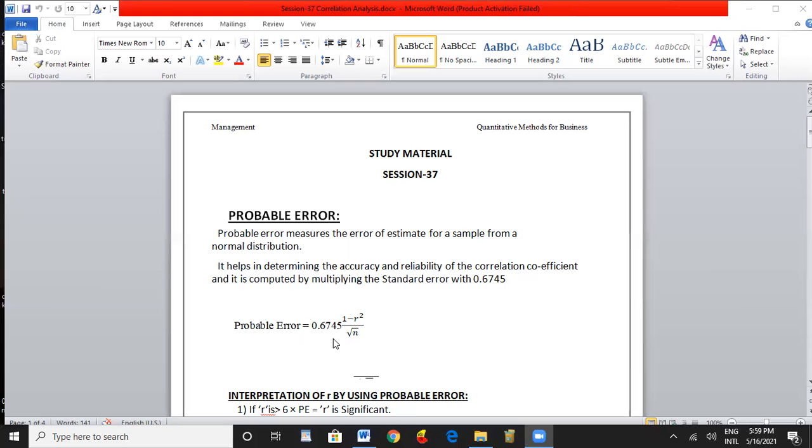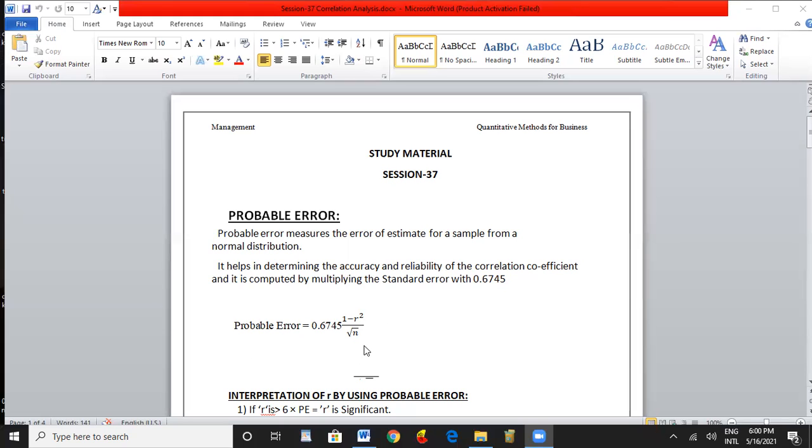Now 0.6745 is the standard error. R is the correlation coefficient. How is the correlation coefficient derived? You can calculate it by the direct method, that is the actual mean method, or by the assumed mean method. Then you have to divide it by root n. N means the number of pairs. Here two series are there, and you are calculating the correlation coefficient for the two series. You count how many pairs are there and insert it as root n. If you simplify this, you will get the probable error.